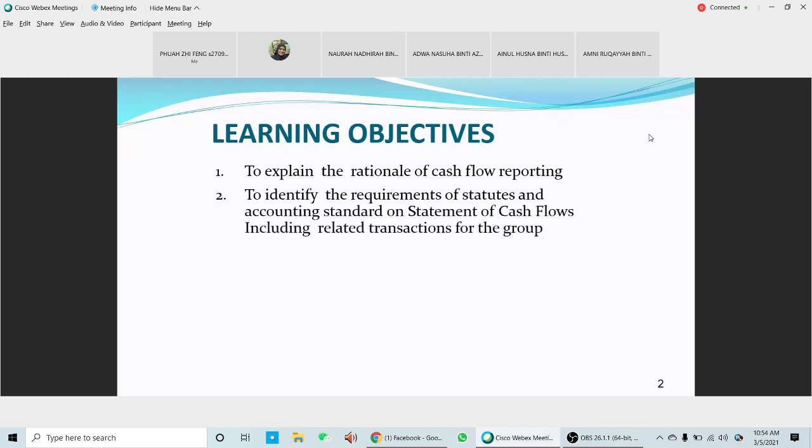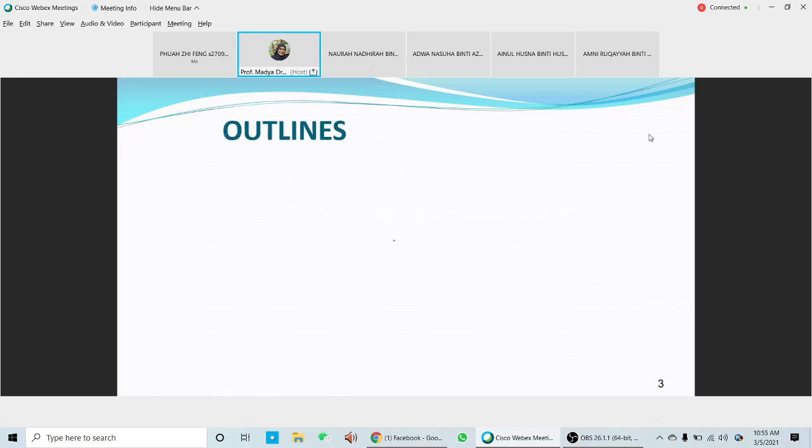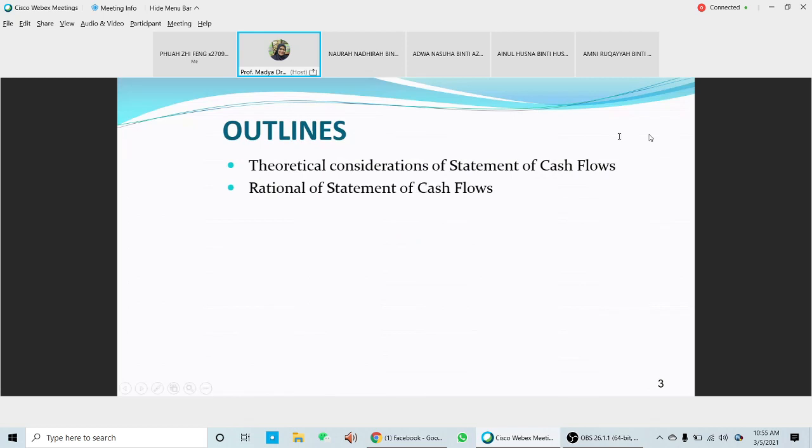Okay, so the learning objective here is to explain the rationale of cash flow reporting: why we need cash flow reporting, and the advantages or usefulness of cash flow reporting. Then the requirements of the accounting standard and the segments of cash flow, including related transactions for the group, and preparing a consolidated cash flow statement. For the theoretical considerations, I just want to skip this part a little bit.